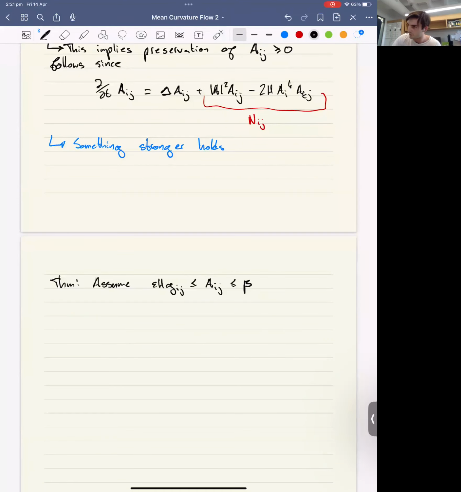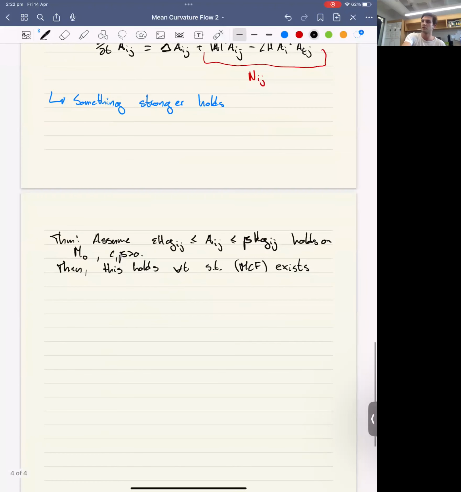And I'll put an upper bound too. So this holds on M naught, where C, eta are greater than 0, and this is going to continue to hold as well. So this holds for all t such that my mean curvature flow continues to exist. Okay, and so again, this is going to use the tensor maximum principle.